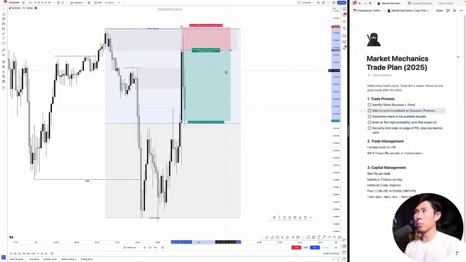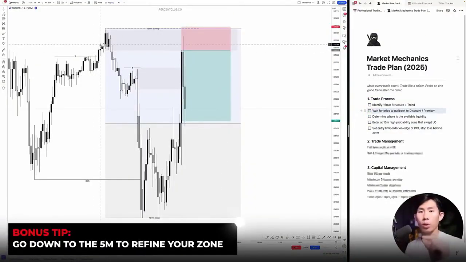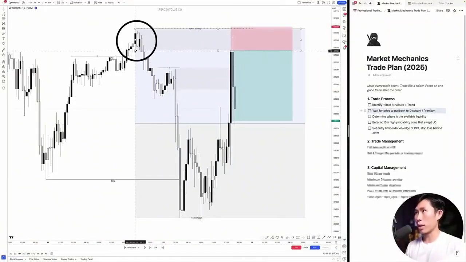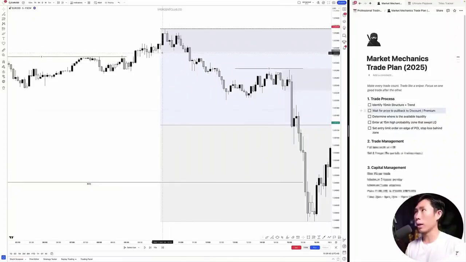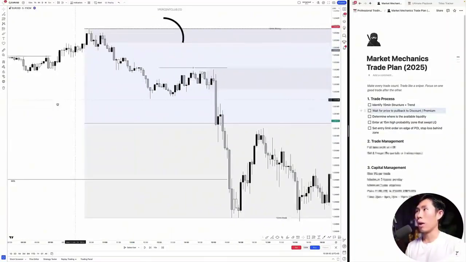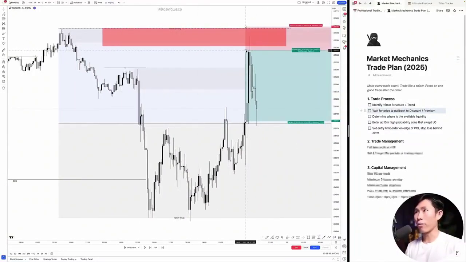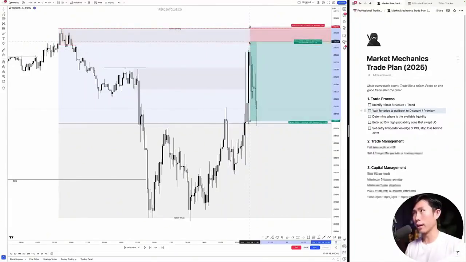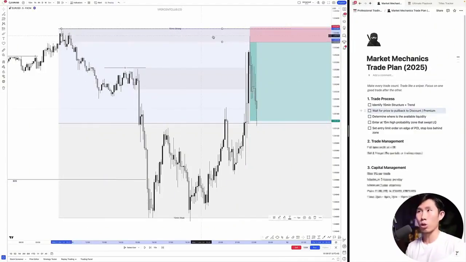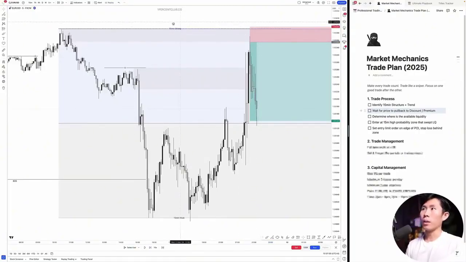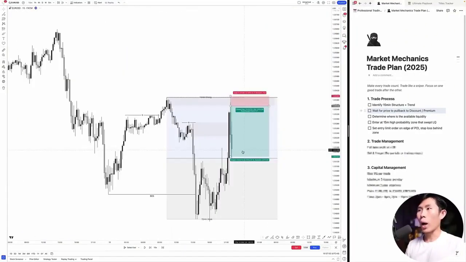Okay, so another bonus tip would be to actually go down to the 5-minute to refine your zone if you want, right? So based on this, you can see how we drew this 15-minute supply zone was that we took this entire range that we have right here. But if you go down to the lower time frame, you could probably refine this range to this particular candle by itself, right? So if you do that, look at this, you will have gotten a much better risk to reward. And this is really how we get those sniper entries, by going down to the lower time frame and refining the zone, making the zone even tighter so that your stop loss is also tighter as well, right? So yeah, that's that.